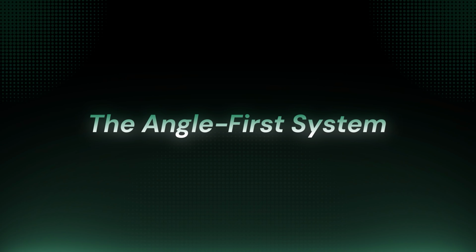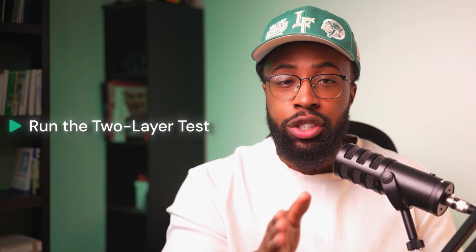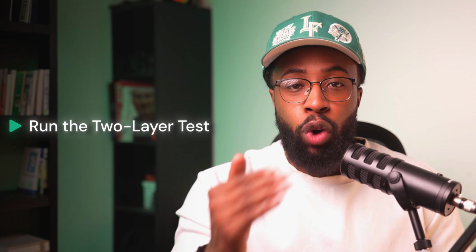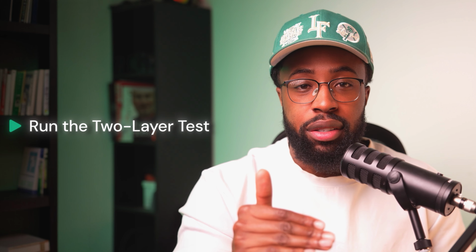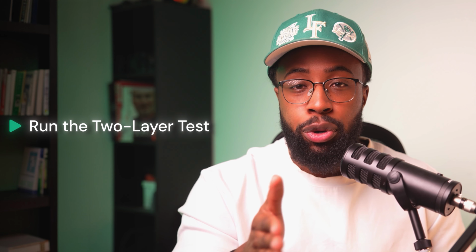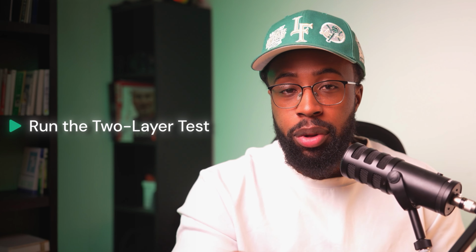So here's the system we use at 225 Media. Step 1, you're gonna run the 2-layer test. Pull your last 10 creatives, write the core idea of each one in one sentence. If more than 5 are saying the same thing, stop producing new formats. You have an angle problem. Fix that first.